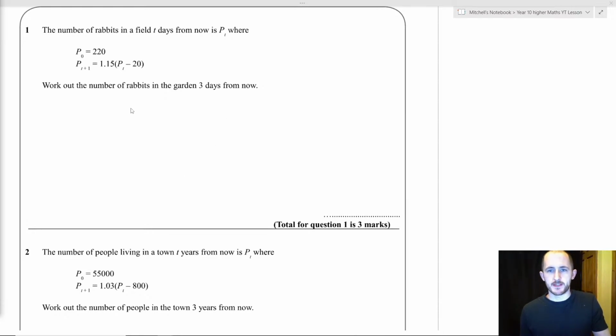So yeah, with iteration, not too tricky. Essentially, all iteration means is you do something over and over and over again. Okay? So what we're going to do is start with this question. It tells us the number of rabbits in a field t days from now is pt, where p0 is the original.